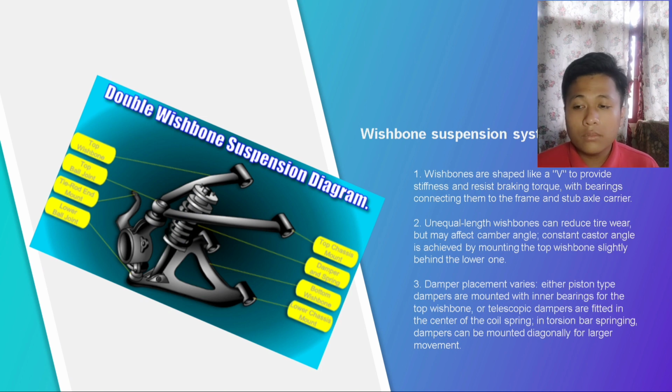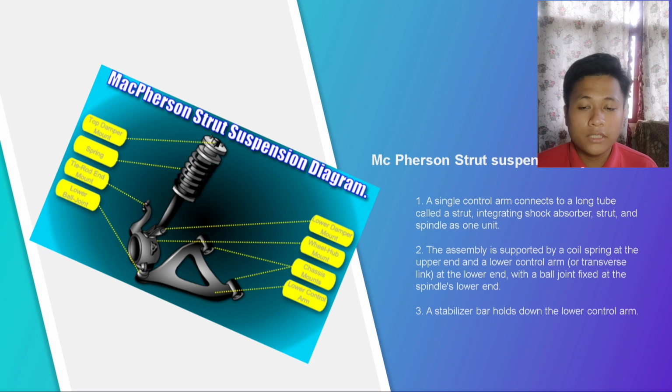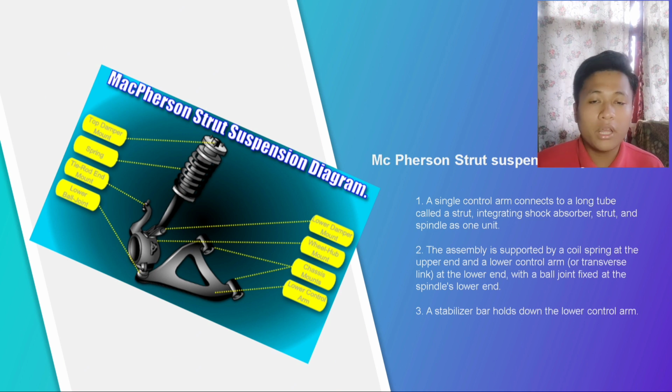And then about the McPherson strut suspension system. This incorporates a single control arm that is connected to a long tube called a strut. Shock absorber, strut, and spindle are integrated as one unit and supported by a coil spring at the upper end and a lower control arm at the lower end. A ball joint is fixed at the lower end of the spindle. The lower control arm is also called a transverse link. The lower arm is held down by a straight stabilizer bar.